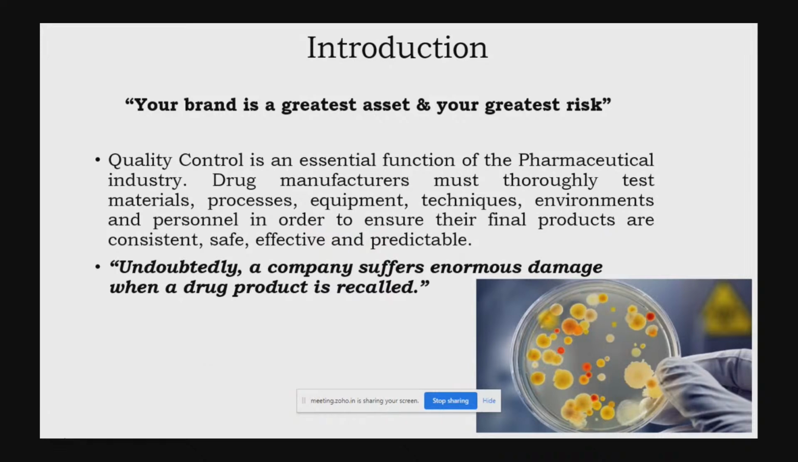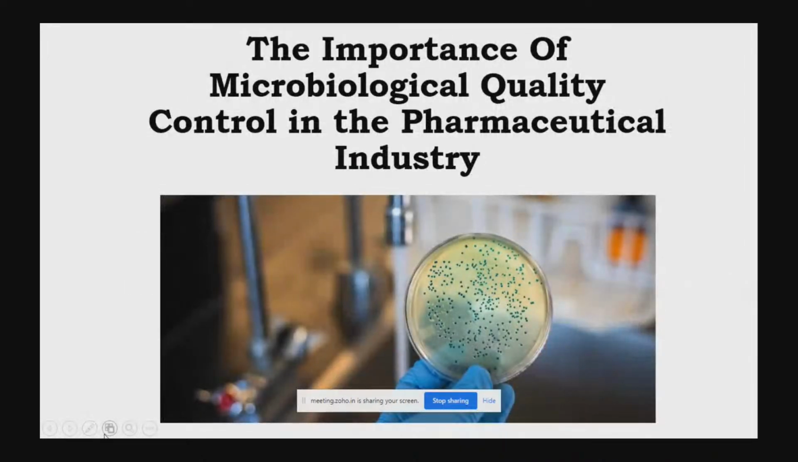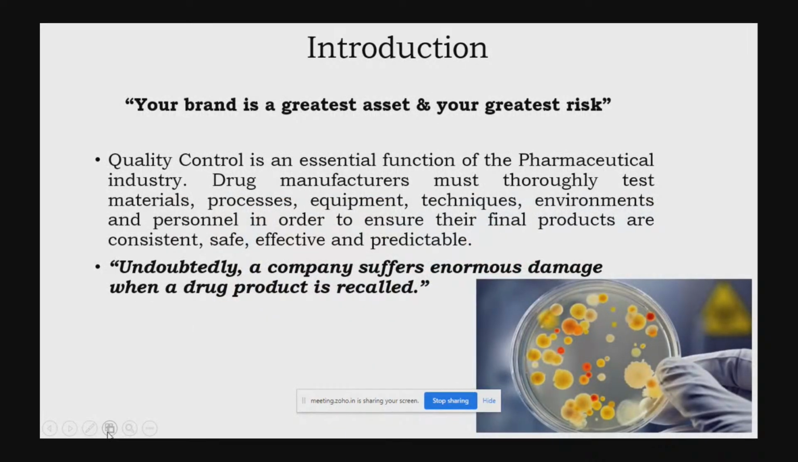So today I am going to explain the importance of microbiological quality control in the pharmaceutical industry. First of all, your brand is your greatest asset and your greatest risk. Quality control is an essential function of the pharmaceutical industry. Drug manufacturers must thoroughly test materials, processes, equipment, techniques, environments, and personnel in order to ensure the final products are consistent, safe, effective, and predictable. Undoubtedly, a company suffers enormous damage when a drug product is recalled.